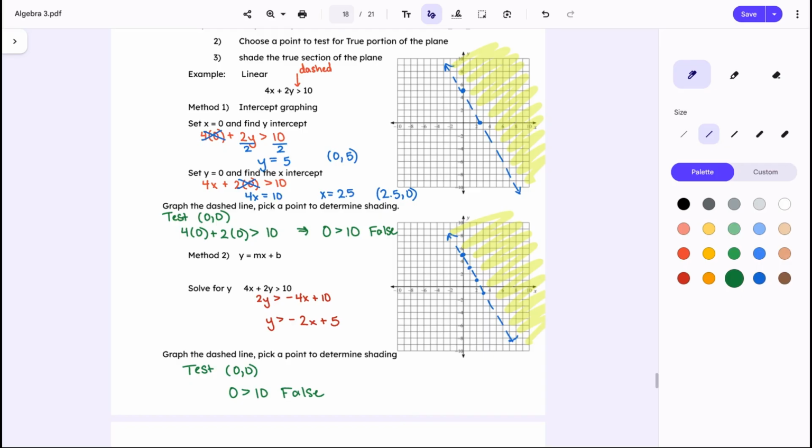And even if I look at my dotted line, if I had been really careful and gotten out a straight edge and everything, I bet I would have gotten it to go through 2.5 there on my x. So it doesn't really matter which method you want to use when you're graphing a linear inequality. You can use the intercepts or you can rewrite it in slope-intercept form.